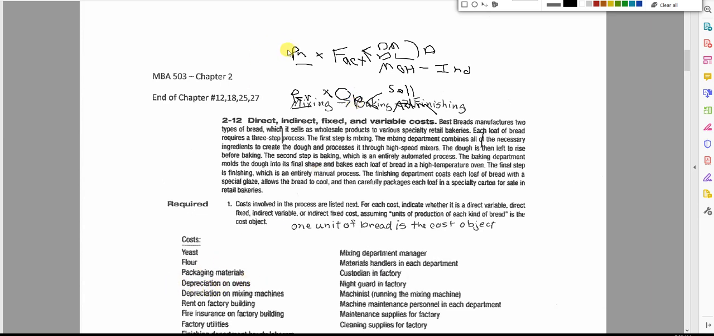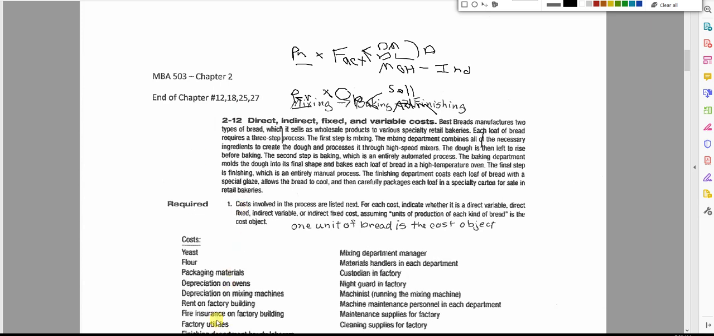Depreciation on the ovens, it's certainly a product cost, but it doesn't go in the bread, so it's indirect, it's manufacturing overhead. Depreciation on the mixing machine, same. Rent on the factory building, again, product. It's not materials or labor, so it's overhead, so it's indirect. It is also fixed. I think I forgot the depreciation is fixed. Usually depreciation, we take the same amount each year, so depreciation is fixed. There is a way that you can depreciate based on units of output, then that could be variable.